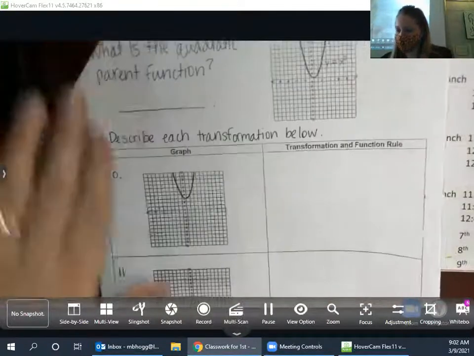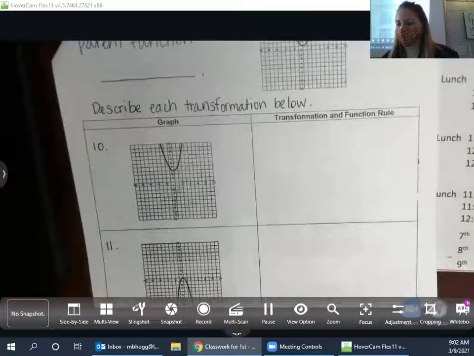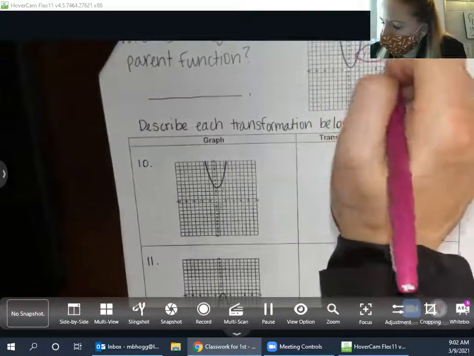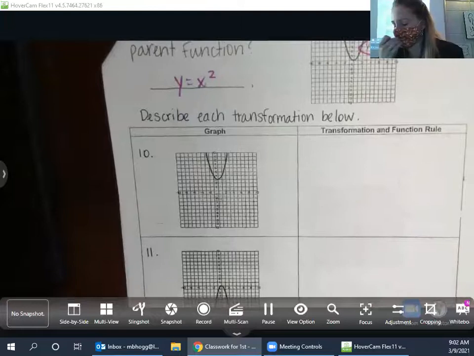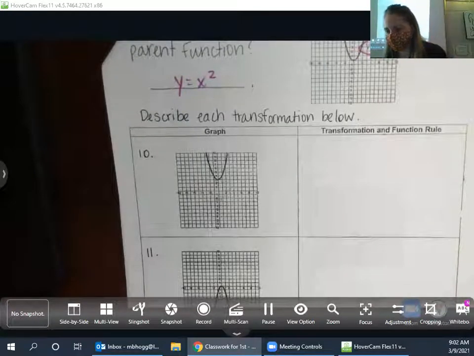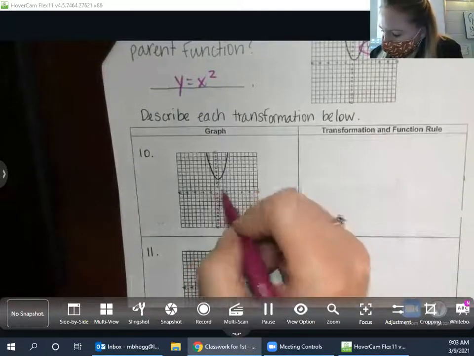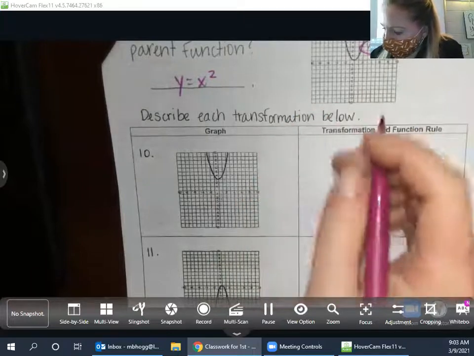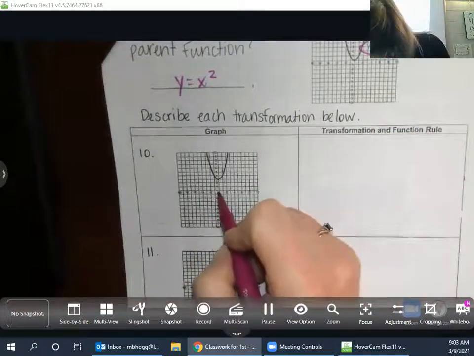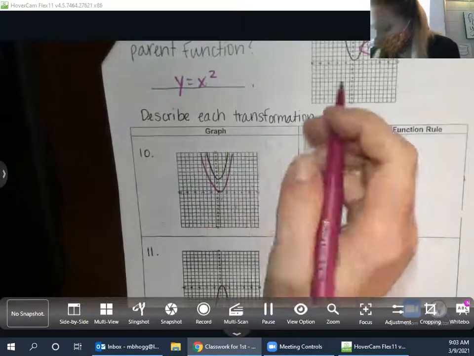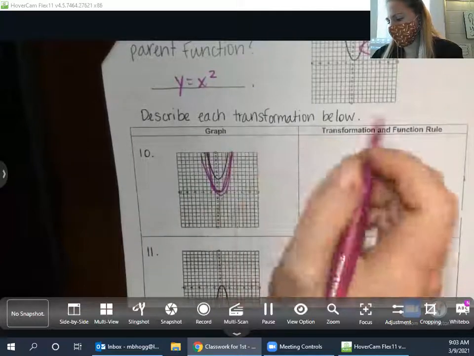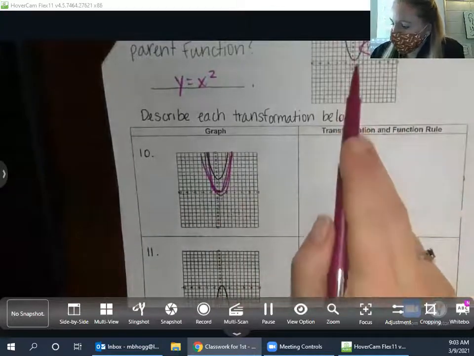All right, number 10. First of all, we have to figure out what's the quadratic parent function. It's written on the graph right here. Y equals x squared. That's the graph that we use to base all of our transformations off of. So speaking of transformations, we're going to describe each transformation below when compared to x squared. All right, so x squared, we don't have to draw this on every one of them, but I just want to show you. Looks like this. Okay. It's this graph up here at the top.